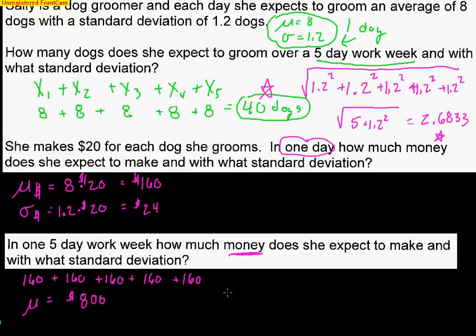Now, what about a standard deviation? Well, I know it's $24 per day, but I'm not allowed to add standard deviations together.